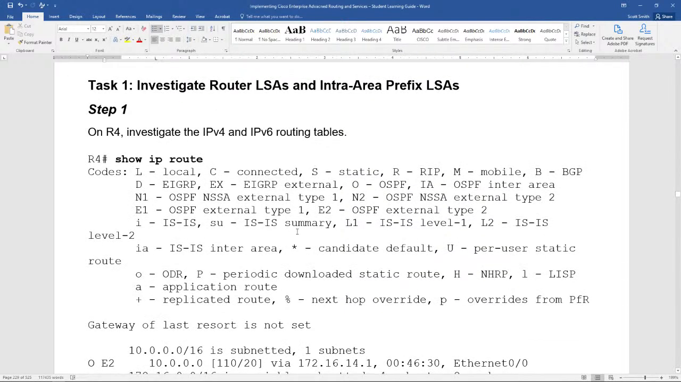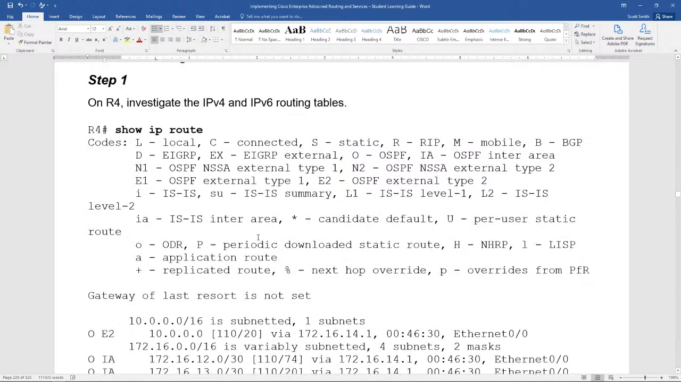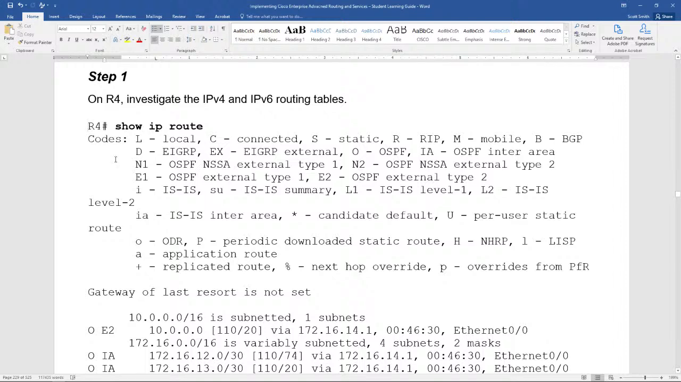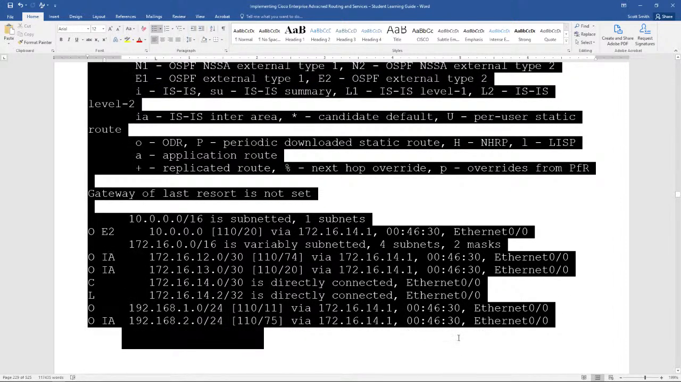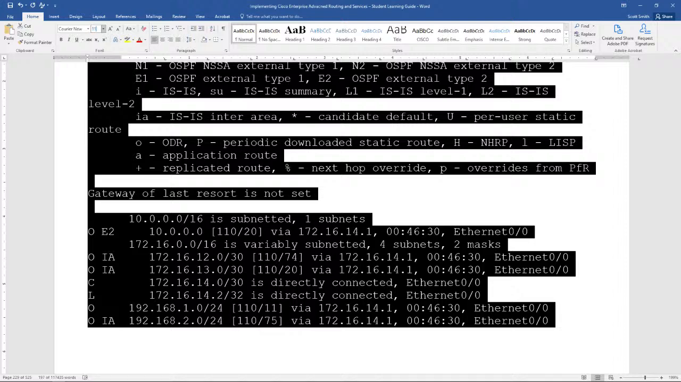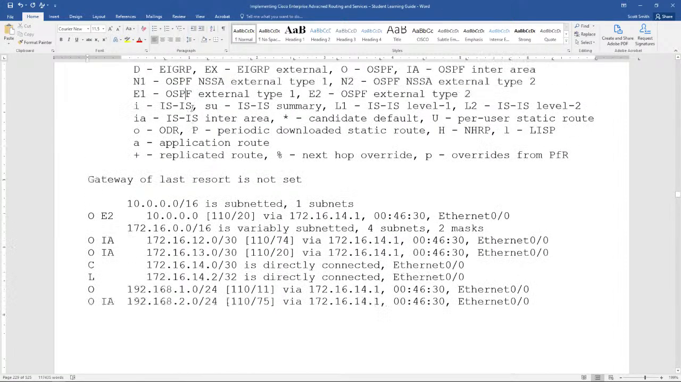Let's start by going into router 4, and let's take a look at the routing table on router 4. Let me just change this real quick. The wrap is not good there. There we go, that looks better.